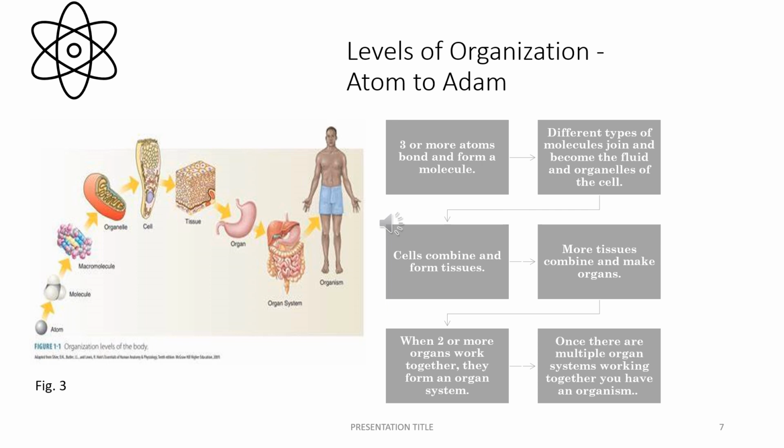So our atom to atom, we have when you have three or more atoms that bond together, that's going to form a molecule. Then your molecules are going to join together. That's going to form your fluid and your organelles of your cells. Then your cells are going to combine and form tissues. Then your tissues are going to combine to make organs. When you have two or more organs working together, that forms an organ system. And then once you have multiple organ systems working together, you have your organism.